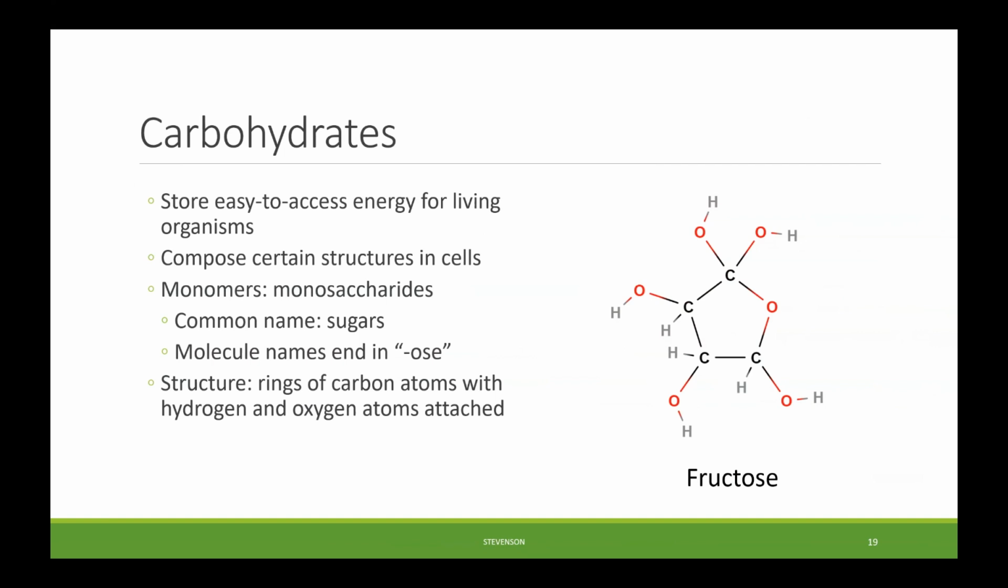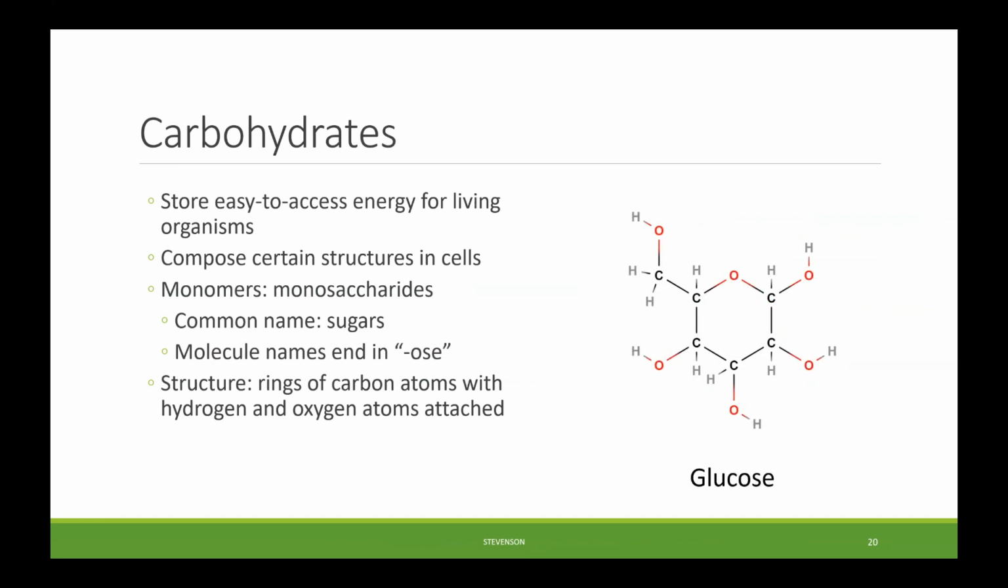Okay, so we've seen one example here of a monosaccharide. This is fructose, but there are many different monosaccharides out there. Another example is glucose, which you also may have heard of. You can see that the molecular structure is slightly different, but it's still a play on this same idea of being a ring that is mostly made of carbon atoms, and it's surrounded by branches of oxygen and hydrogen atoms.